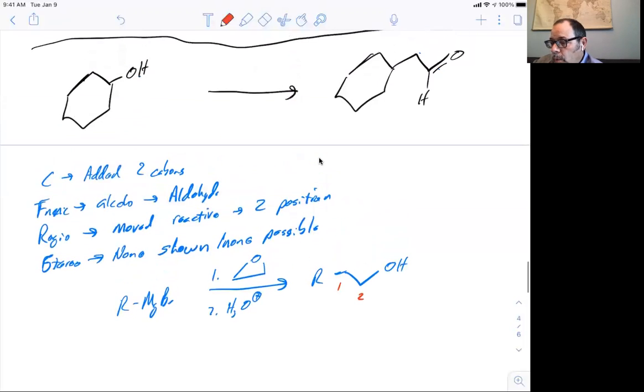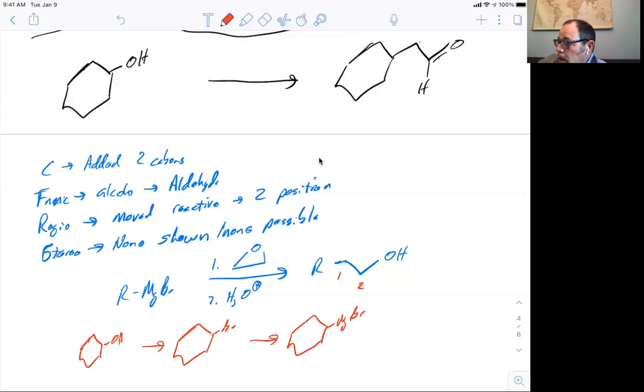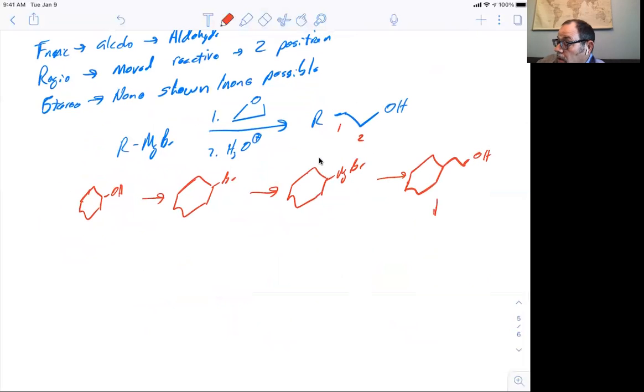So what we need to think about is we're going to go through the alcohol. We're going to start with our alcohol. We're going to need to turn our alcohol into the bromide, turn the bromide into the Grignard, and then turn that into the alcohol with the epoxide. So we're adding lots of steps here. That'll get us to the alcohol, and then the last step, we'll have to take the alcohol to the aldehyde. Oops, messed that all up.